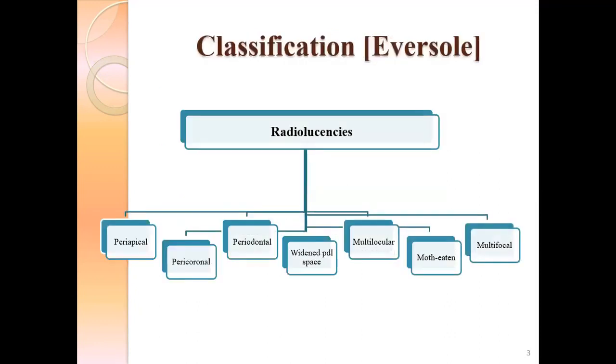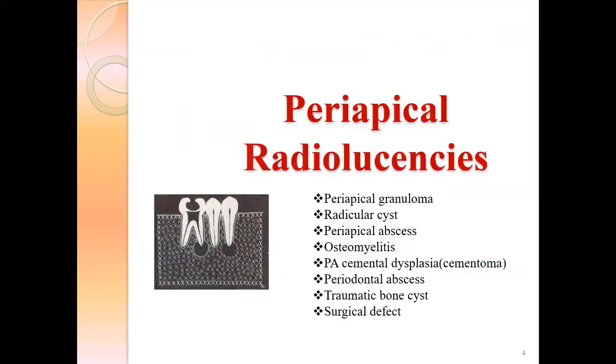According to Eversole, radiolucencies can be generally classified as periapical radiolucencies, pericoronal, periodontal, widened periodontal ligament space, multilocular radiolucencies, moth-eaten appearance, and multifocal radiolucencies. Today, we'll be dealing with the periapical radiolucencies.